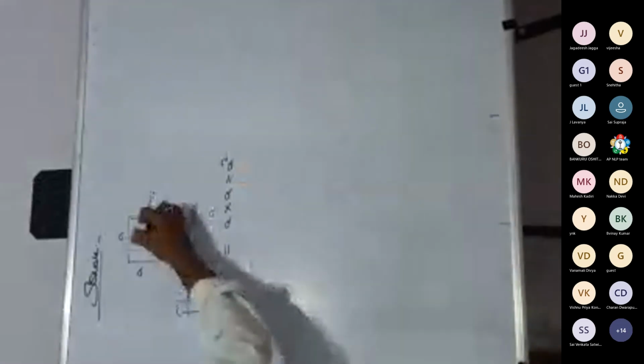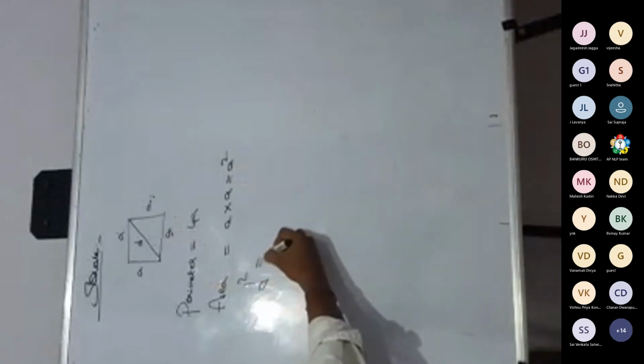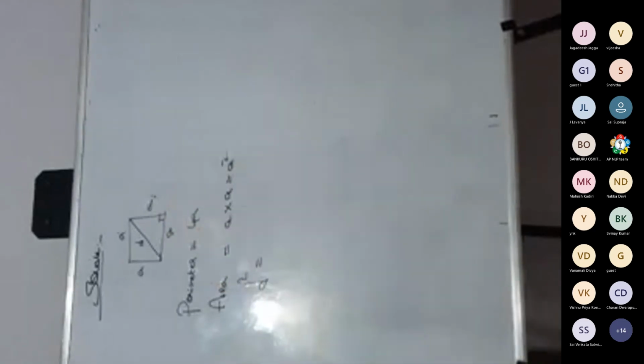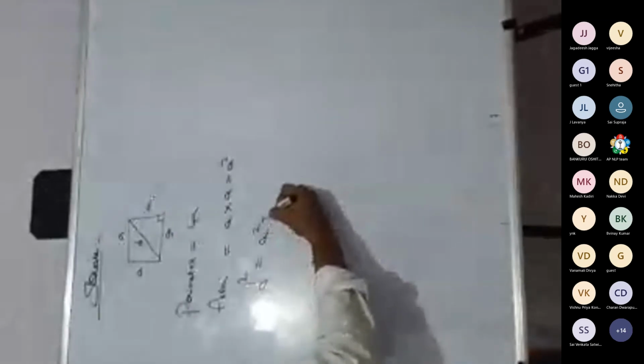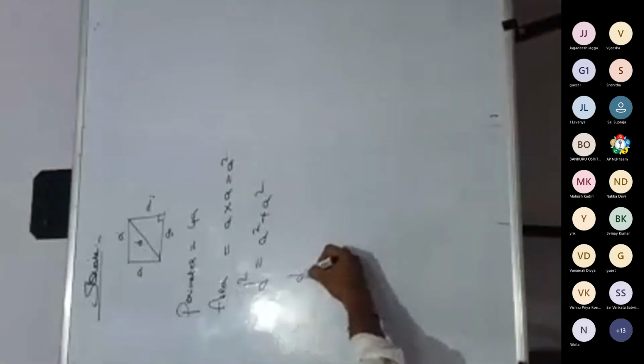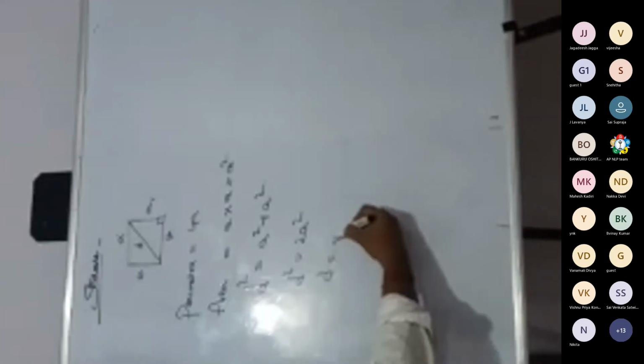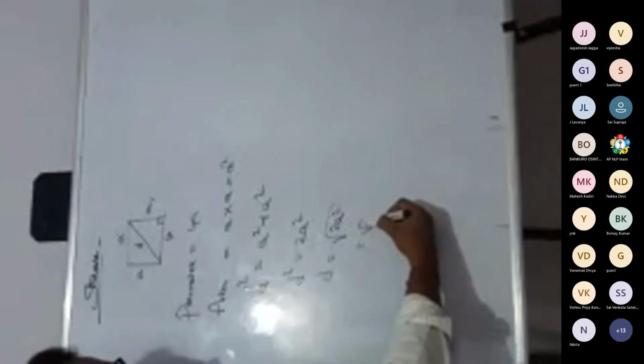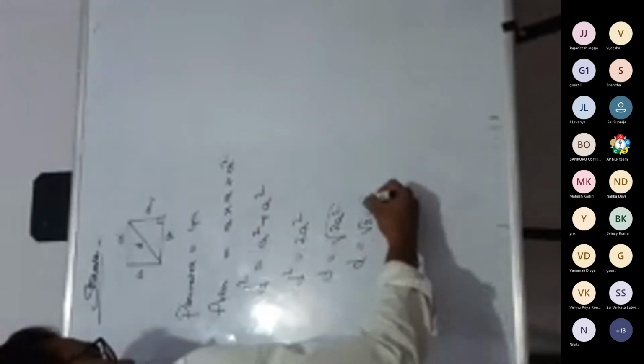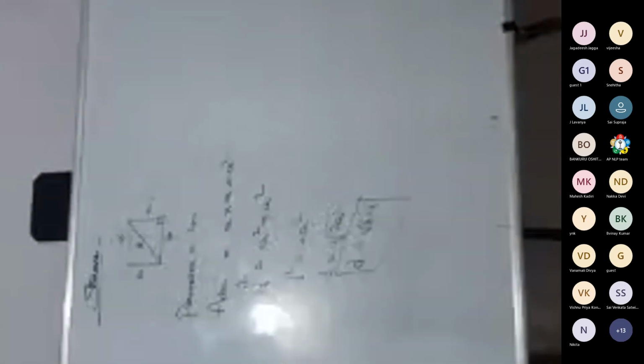Okay, here you need the diagonal. This is the diagonal of the square. From Pythagoras, because it forms a 90 degree angle here, D square is equal to A square plus A square. D square is equal to 2A square. Then D is equal to root over 2A square. Root 2 comes outside with A, so D is equal to A root 2.